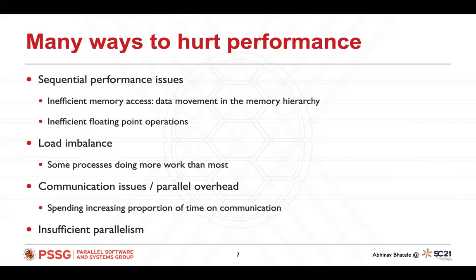Communication issues or parallel overhead can often be a problem that can lead to performance issues. Many times, codes will spend an increasing proportion of time on communication as they scale up, which we often refer to as parallel overhead. Then there might be insufficient parallelism in our program to be able to scale to a large number of processes, which can again hurt performance.